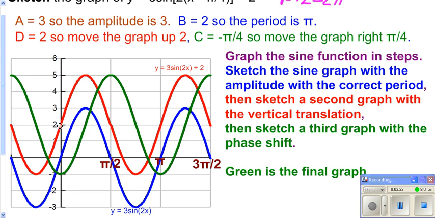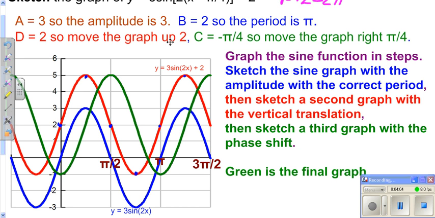When I do that, it gives me all these new points for me to draw my graph through, because I'm just going 2 units up from all these other points. Once I have these points, then I just sketch in a nice smooth curve, and that gives me my red graph. The red graph has an amplitude of 3, period of pi, and has that vertical movement.